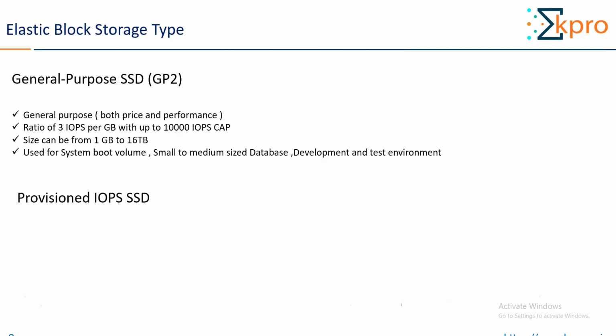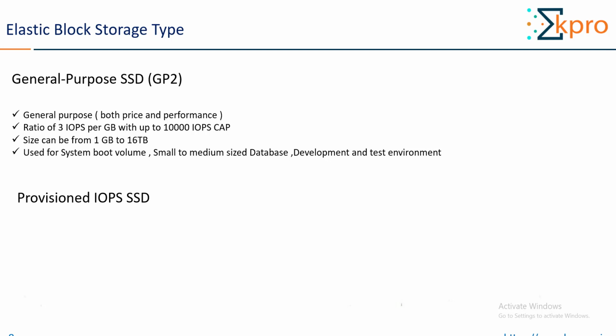For general purpose, the ratio is 3 IOPS per GB with a maximum capacity of 10,000. Size can be 1 GB to 16 terabyte for a single volume of general purpose SSD. As for use cases, you can use it as a root volume, or for small to medium size databases and development and test environments.